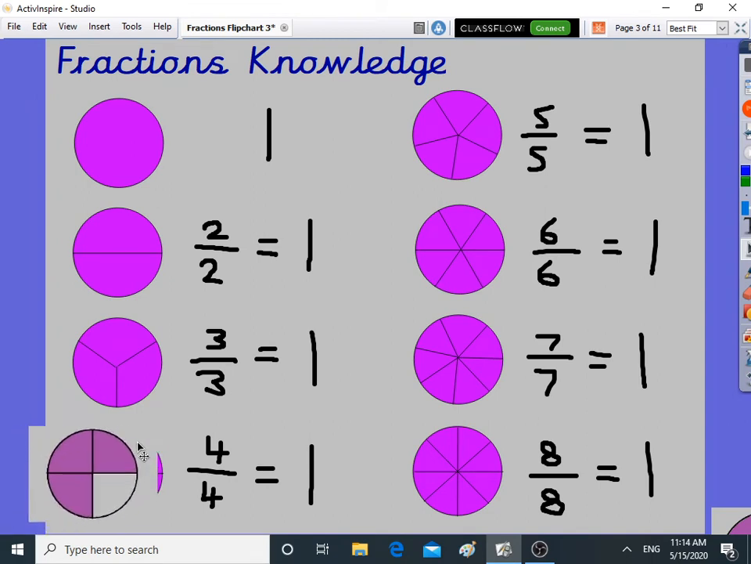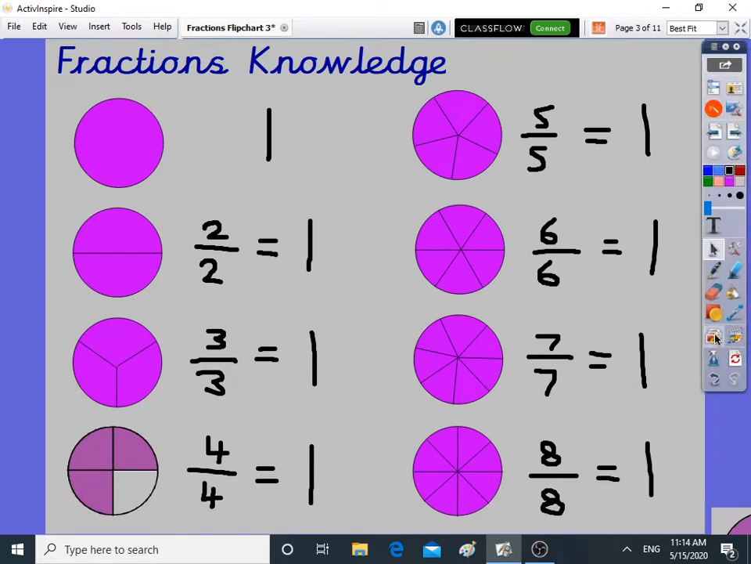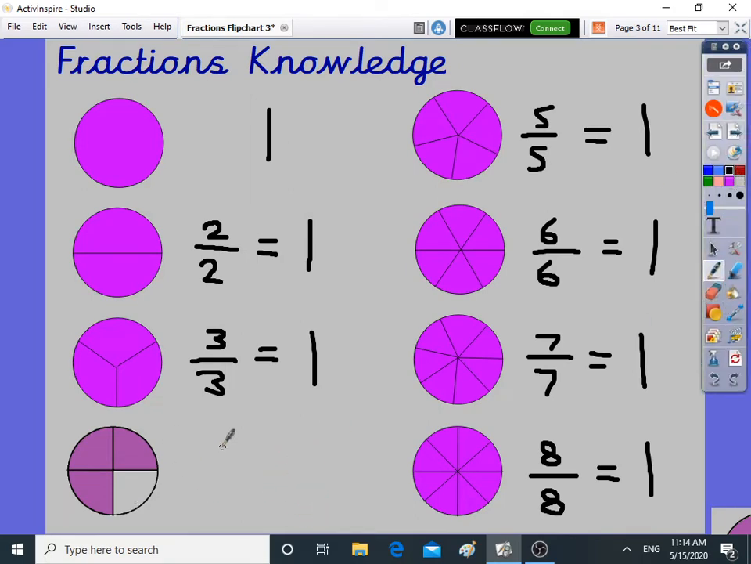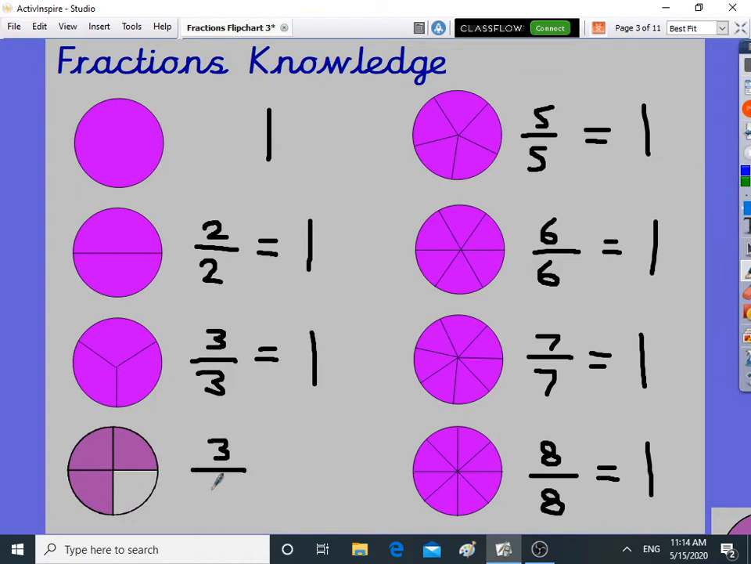This one here, it's not all coloured in, is it? This is not 4 out of 4. I'm going to have to change it now. This is not a whole one. It's not all coloured in, so it can't be a whole one. What is coloured in? What is shaded in? It's 3 out of 4.